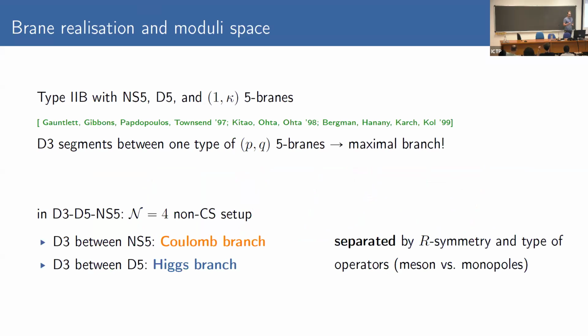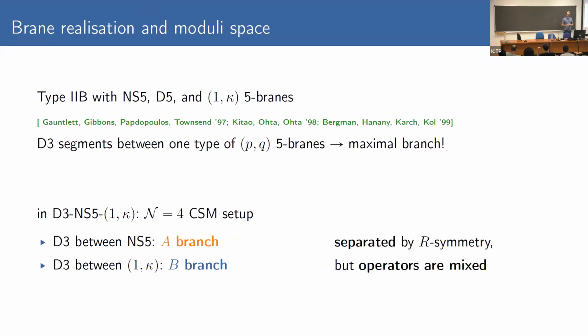So let's go back to the non-Chern-Simons setup. What do we know? We know there's 2 types of 5 branes, NS5 and D5. We know the D3 moving between the NS, that is the Coulomb branch moduli. We know D3 moving between the D5, that's the Higgs branch moduli, right? And here we have a very nice setup. We know these 2 branches are separated by the R-symmetry, and we know they are separated by the type of operators. The Higgs branch is a very nice classical thing, the meson operators. The Coulomb branch is the monopole operators.